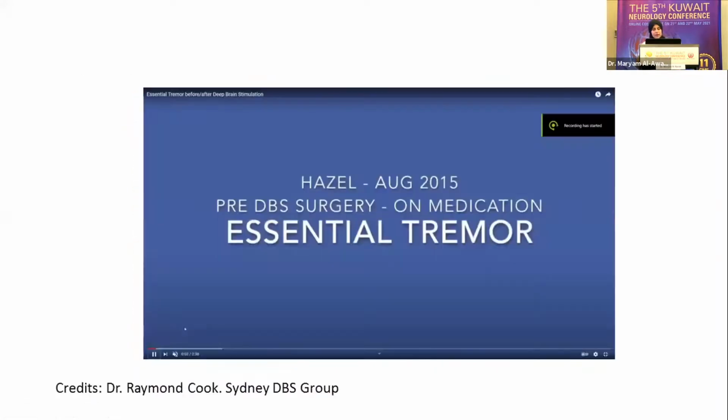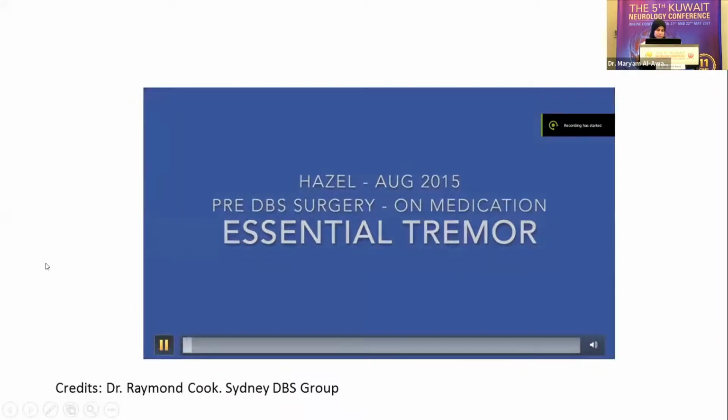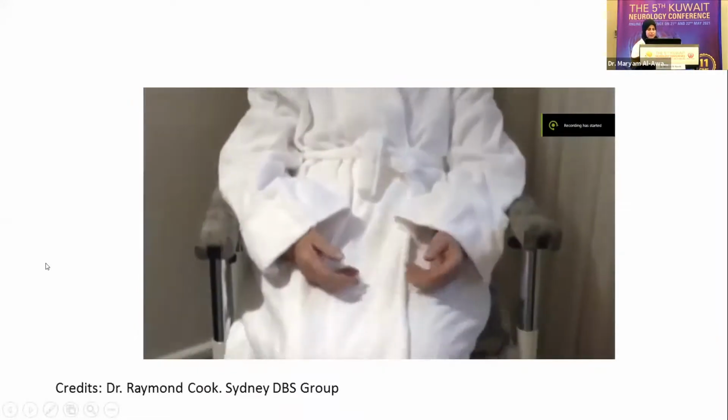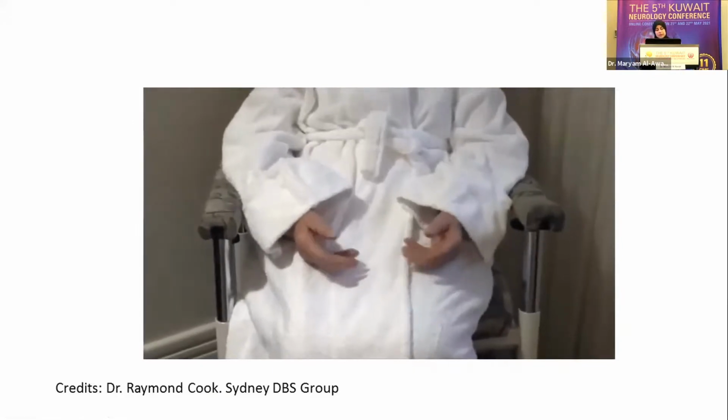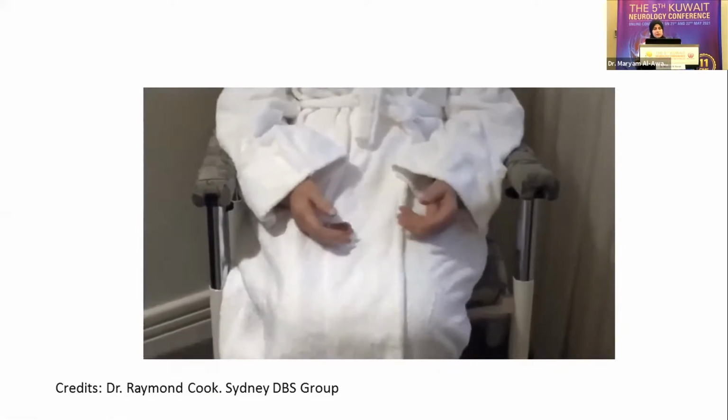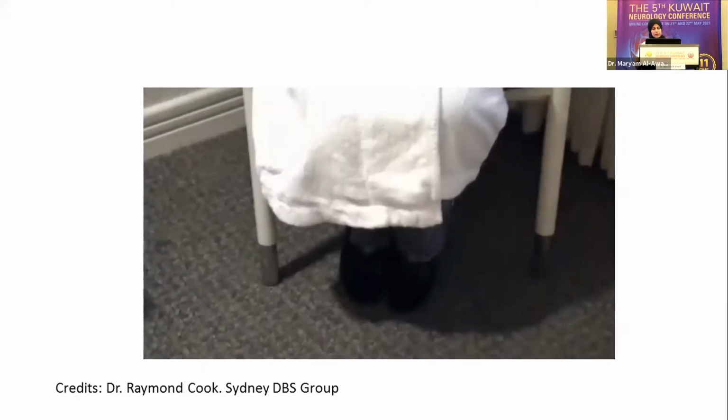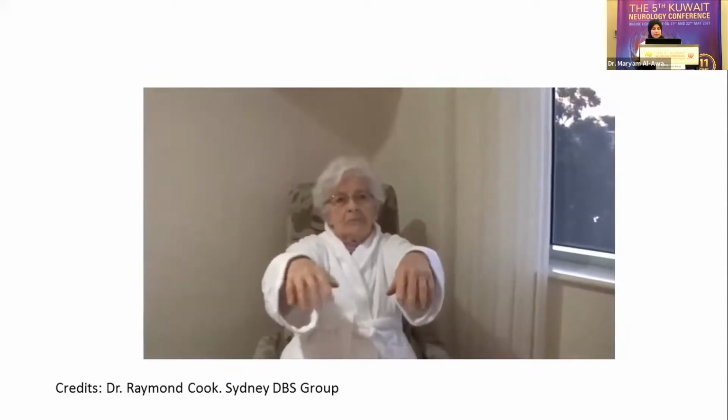Okay. The next case, this is a lady with essential tremor. Okay, we can see the hands resting, and it's important to note that even essential tremor can have a rest component of tremor. This is the outstretched arms, and you can notice that immediately she had the tremor, and it can be asymmetrical. It looks like it's more on the right side.